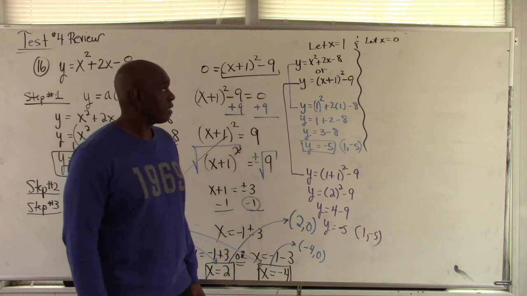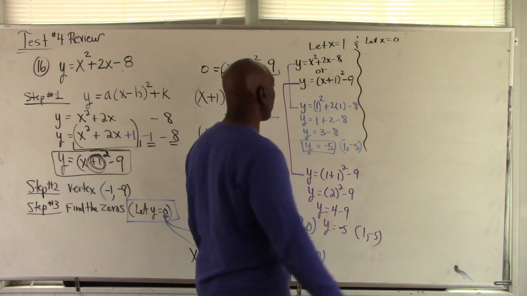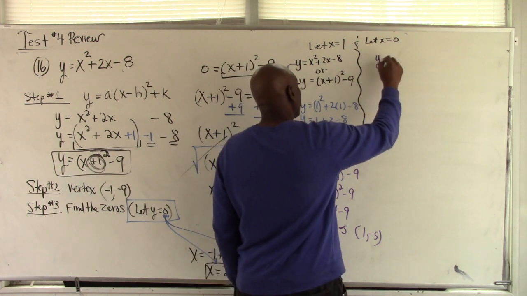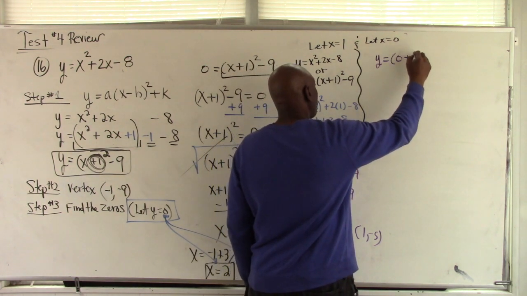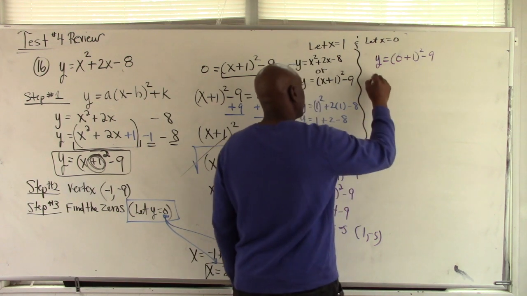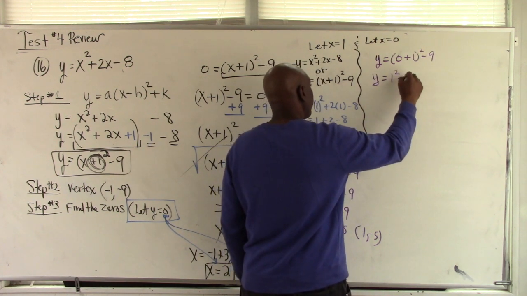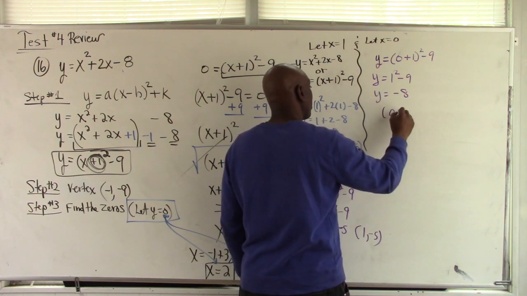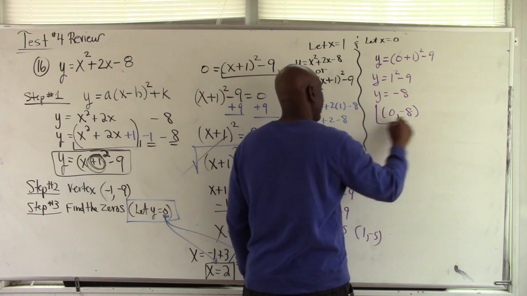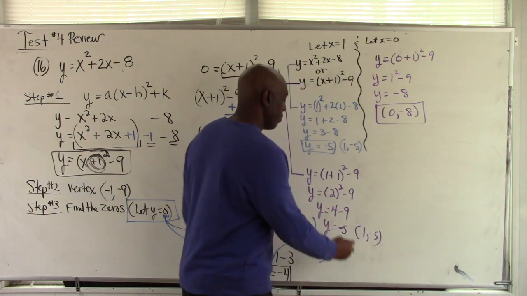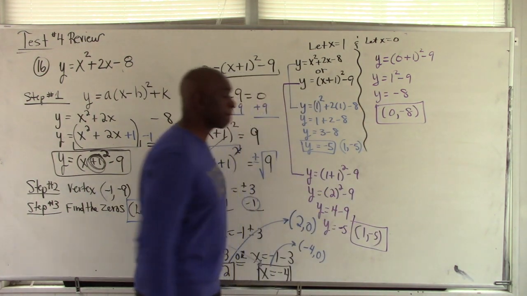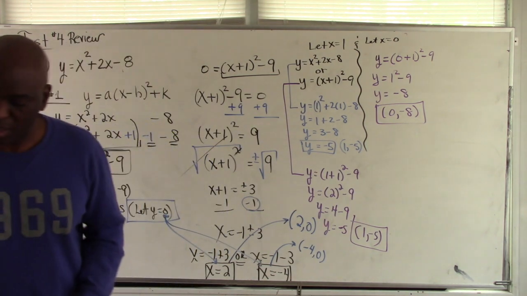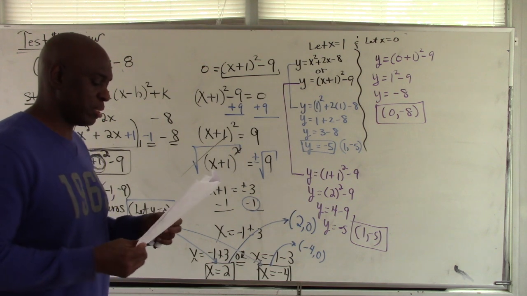Alright? And likewise, when x is 0, I'm just going to use one of them now. So y equals 0 plus 1 squared minus 9. So y equals 1 squared minus 9. So y equals negative 8. So when x is 0, y is negative 8. And there's your additional points. This one and that one. So those are 2 additional points. Okay? Alright. Last one.